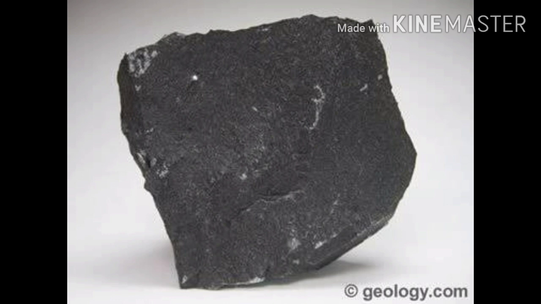It most commonly forms as an extrusive rock such as a lava flow, but can also form in a small intrusive body such as an igneous dike or a thin sill. Just look at the pictures. It will be easier for you to understand what kind of rock basalt is.